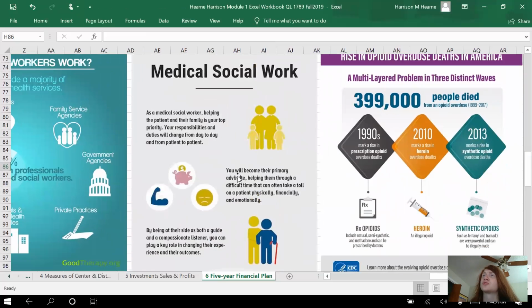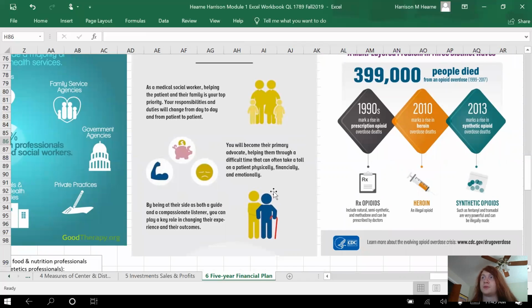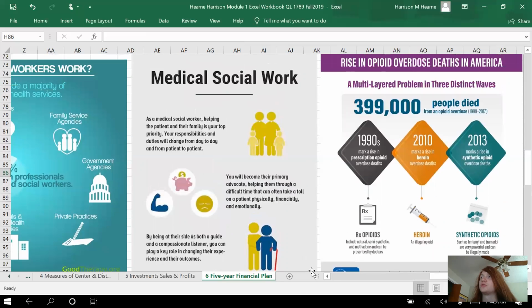So here's some more information about medical social work, which is the area that I'm looking to get into. Medical social workers help patients, and the patient and their family is the social worker's top priority. Their responsibilities and duties can change a lot from person to person. Social workers are their clients' primary advocates. They can help them through difficult times. They can help them physically, financially, emotionally, and mentally. Social workers serve as guides and compassionate listeners to help their clients best meet their emotional needs.